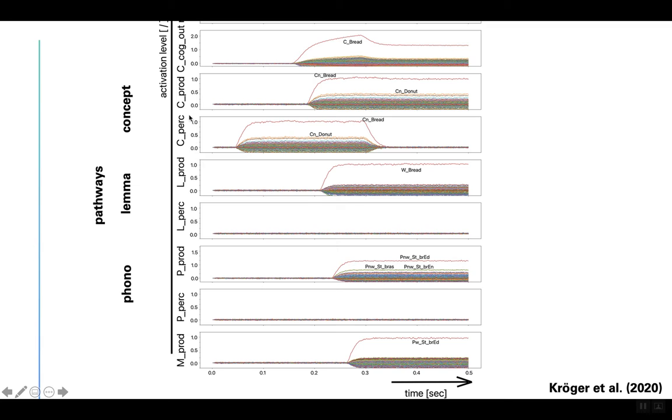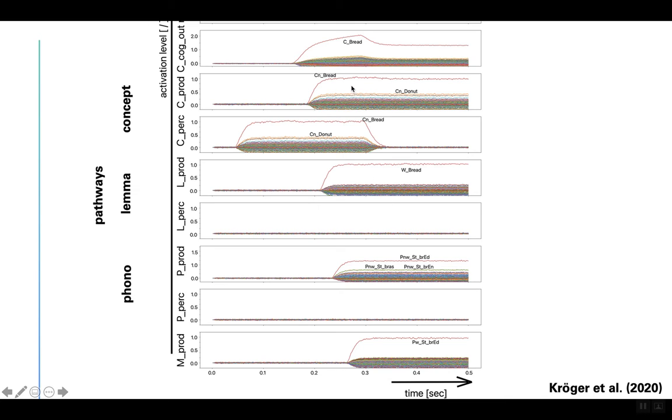So we have the concept level of the production activated for that word, bread, then the lemma level is activated, and then the phonological level is activated, and last but not least, the motor level is activated. What we see is that it always takes a little time from activation to activation because we have the associative memories in between, which activate a lemma from the concept and which activate a phonological form from the lemma.